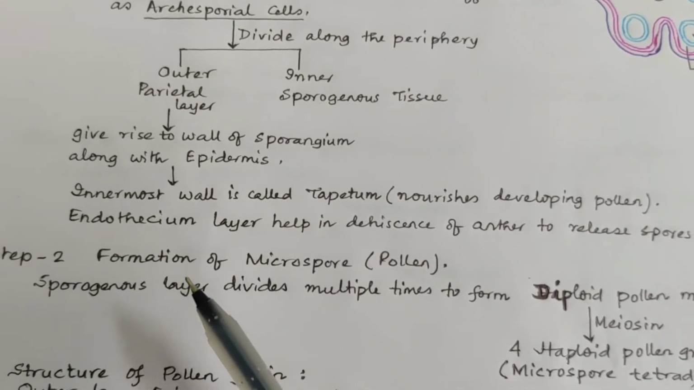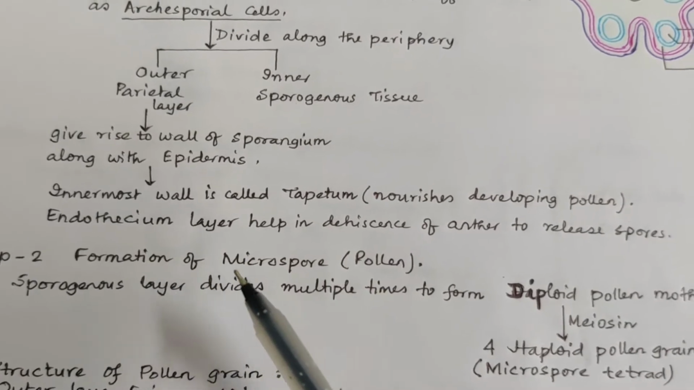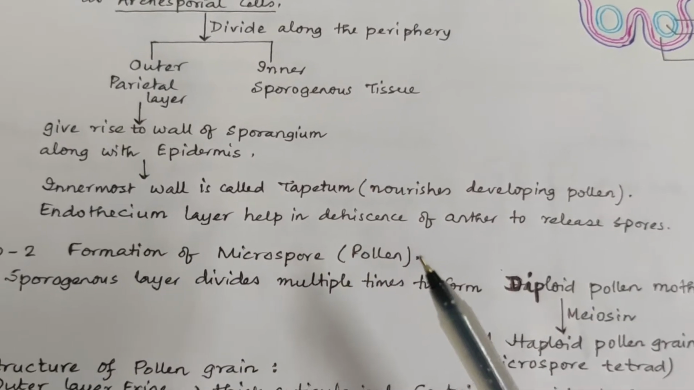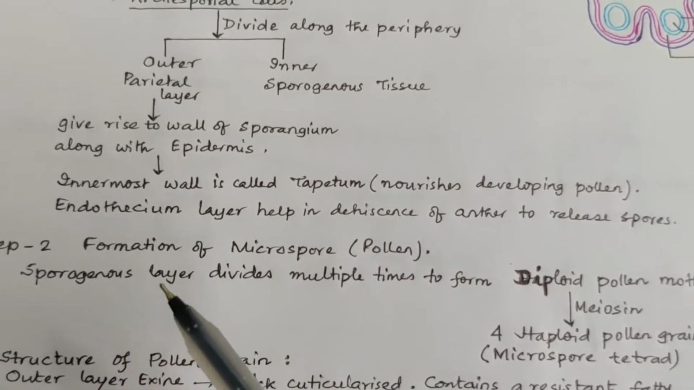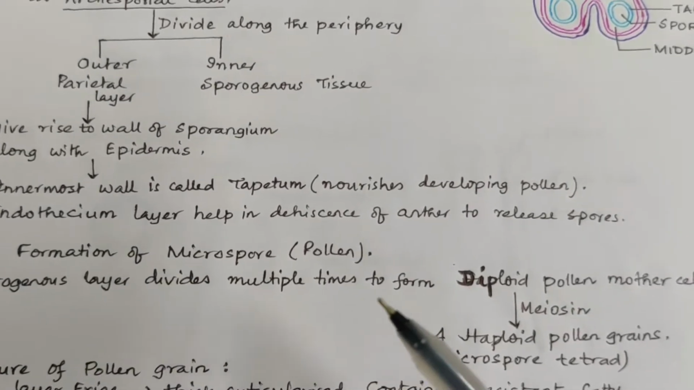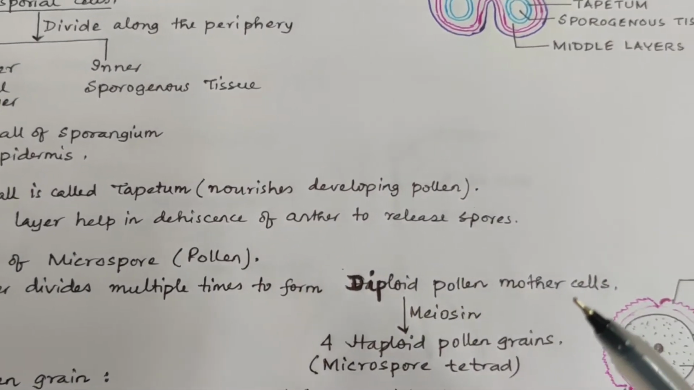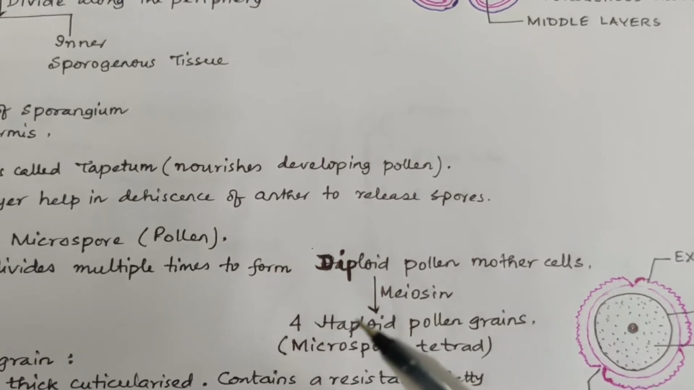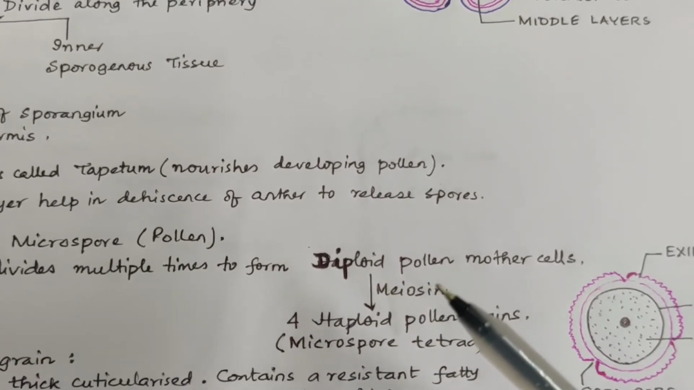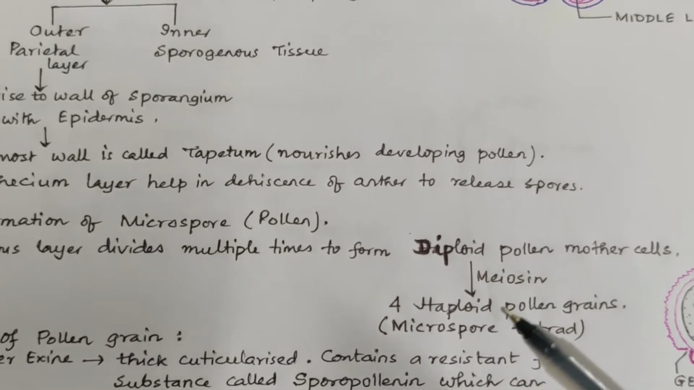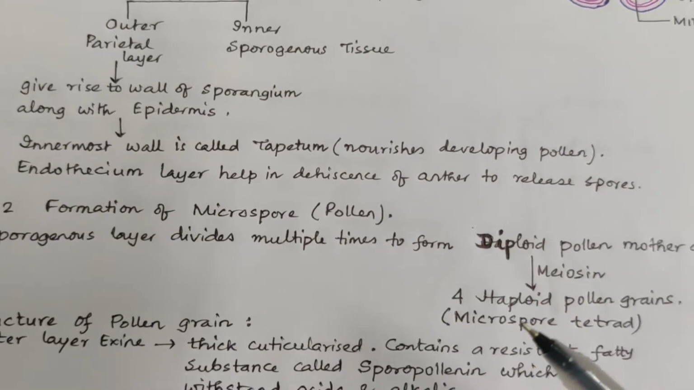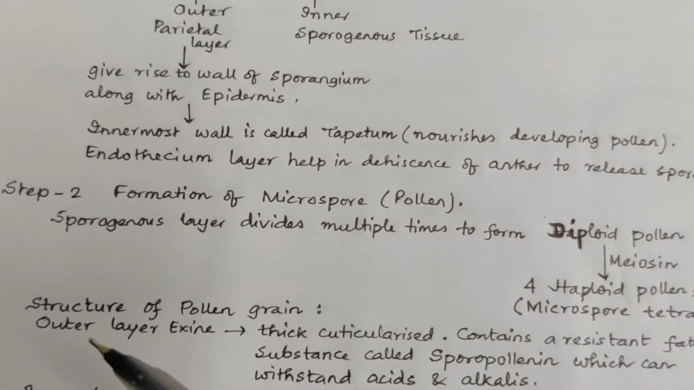Now in step 2, there is formation of microspore or pollen grain. The sporogenous layer divides multiple times to form diploid pollen mother cells, which undergo meiosis to form 4 haploid pollen grains. These are called microspore tetrad.